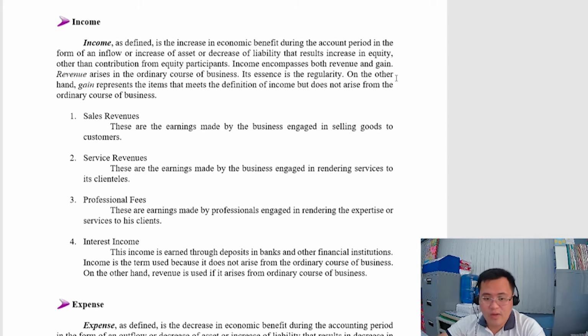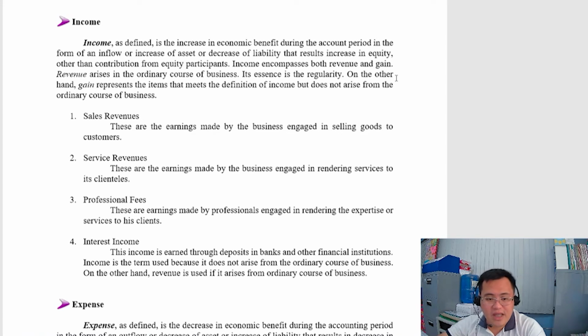However, gains represent that income that does not arise from the ordinary course of business. For example, if Lee Plaza is selling its computer from the HR department because they believe that they will have to replace it with a new one, and the old one will be sold at a cheaper price, then that amount of money gained would not fall under revenue, but instead it will fall under gain because it does not arise from the ordinary course of the business.